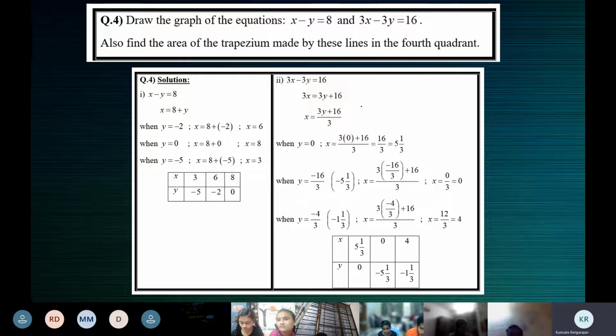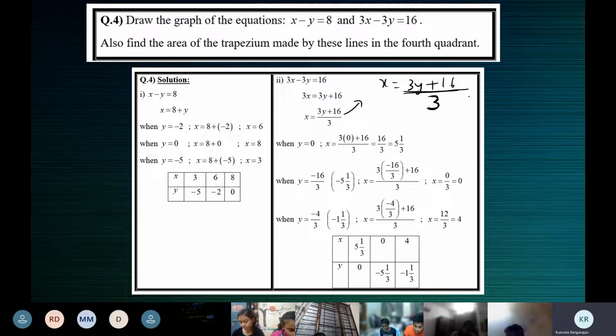Yeah, okay. Now, this part you understood: x is equal to 3y plus 16 by 3. Is this fine? Yes, ma'am. Okay. Now the numerator can be 0 or a multiple of 3 because the denominator is 3. So what you want in the numerator, the final value, can be 0 or any multiple of 3.